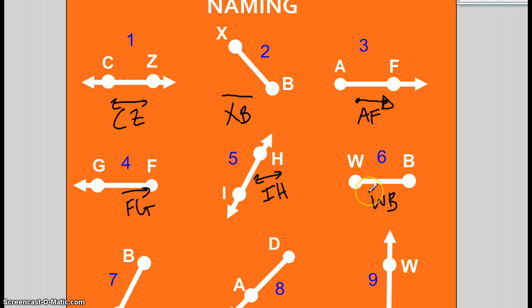WB. This is a segment. You can't see it, but it says AB, which is a segment. This is a ray. It goes from D to A. And this is a ray, which goes from B to W.